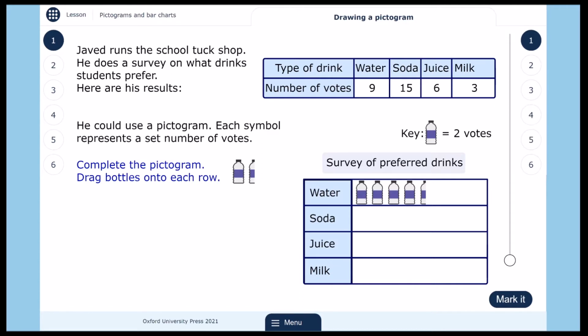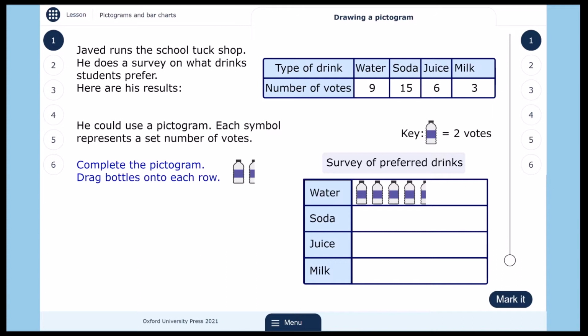Firstly, when drawing a pictogram, your key is probably the most important thing. Our key for our pictogram says that one bottle is equal to 2 votes. That means if I was to draw half a bottle, it represents half of 2 votes, which is just 1 vote. I can therefore use full bottles and half bottles to represent the data from my table. The first drink type, which was water, has been done for us.